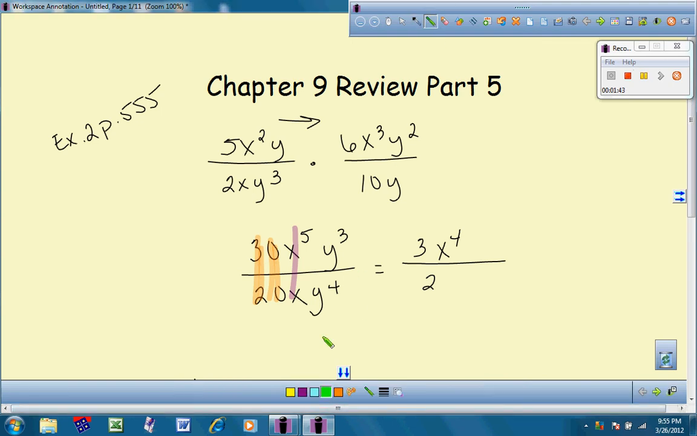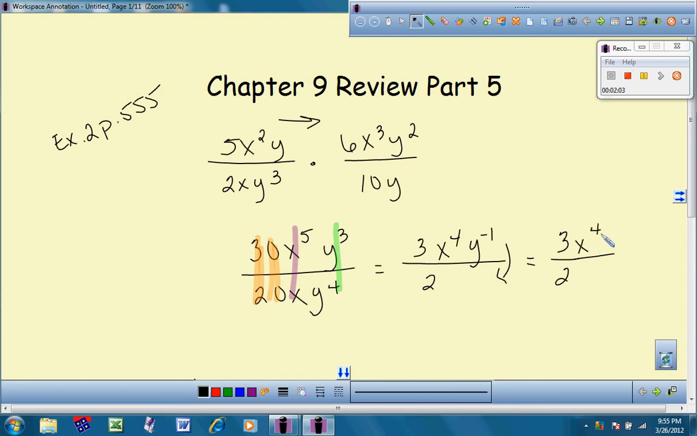Okay, last we're going to simplify y to the 3rd over y to the 4th, which is y to the negative 1, and remember when we have a negative we swap the positions. So we're going to fill them in the bottom. So what you end up with is 3 over 2, and then x to the 4th in the numerator and y in the denominator.